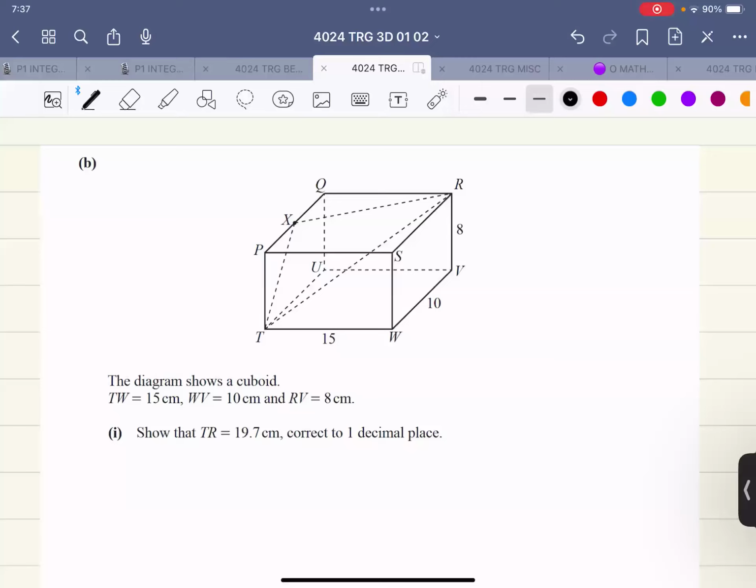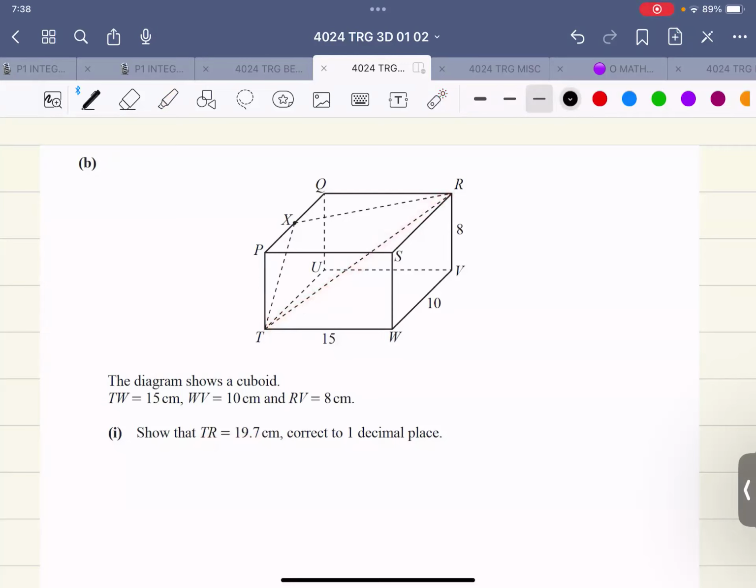Now, this question is from a recent past paper. A box is made. A 3D object is there. It's a cuboid. Then there are some dotted lines like this, some dotted lines also at the back. The diagram shows the cuboid. TW is 15. That's this one. WV is 10. RV is 8. The height is 8. These are the three measurements of it. Show that TR is 19.7. Now I need to find TR.